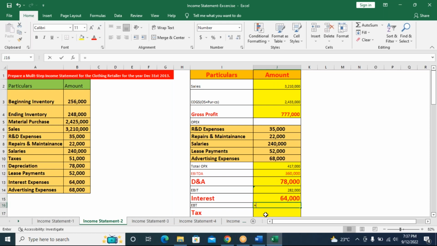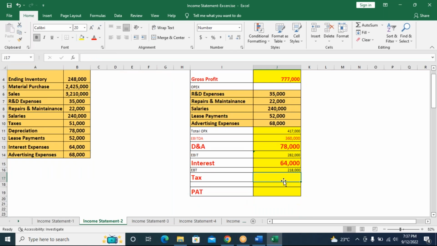Now what is my earning before tax? EBIT minus interest, ma'am. EBIT minus interest is my earning before tax. So now what is the tax that I am paying? 51,000. It is equal to 51,000.